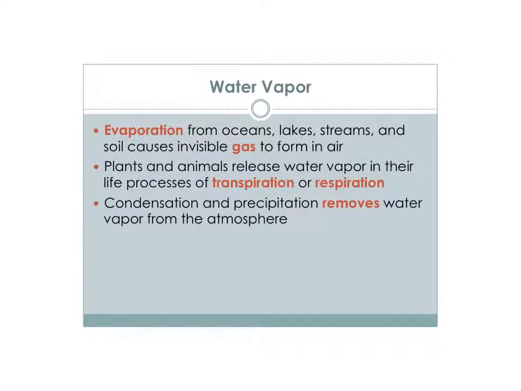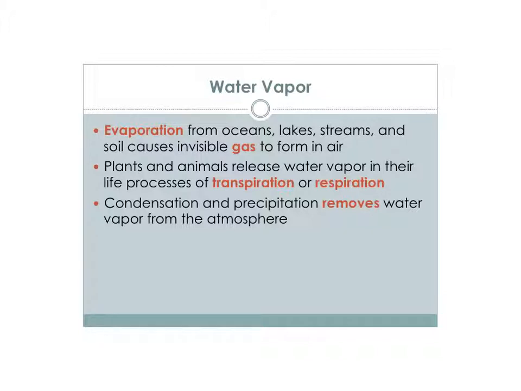So we showed some trace gases, and that involved several elements, and methane and carbon dioxide. So carbon dioxide is what we breathe out, which explains why there is that in the atmosphere. But we also have things that are not gases that compose the atmosphere as well. So the next most important one is water vapor. And this comes from evaporation that is let off from oceans and lakes and streams, and even from the soil. So it causes the invisible gas to form in the air.